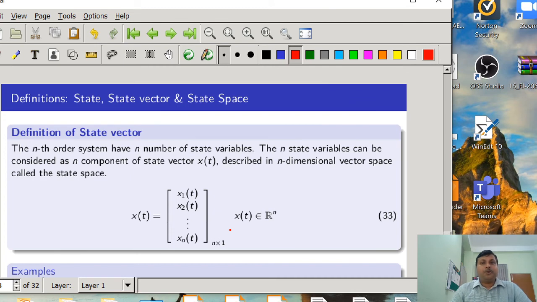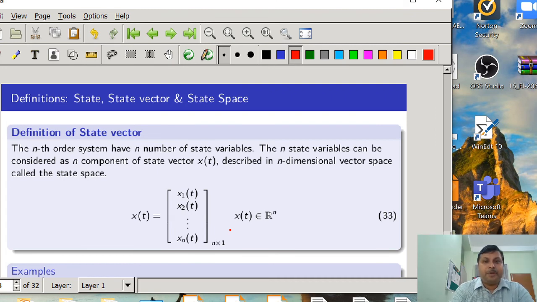Now how do we represent these n state variables in a compact form? Then we have to take the help of vector notation. So now we are going to define the state vector. Once we have identified n state variables of a given system, then the n state variables can be the n components of a state vector x(t). The nth order system has n state variables, which can be considered as the n components of the state vector x(t), described in an n-dimensional vector space, or the state space.